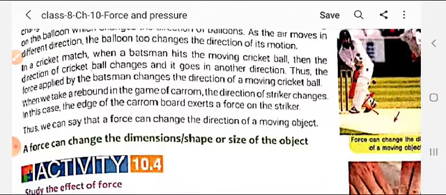Now, student, when we take a rebound in the game of carom, the direction of the striker changes. In this case, the edge of the carom board exerts a force on the striker to change its direction. Thus, we can say that force can change the direction of a moving object. Okay, student? Force can change the direction of a moving object.